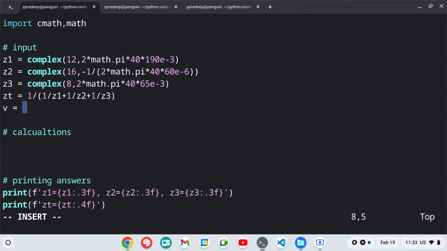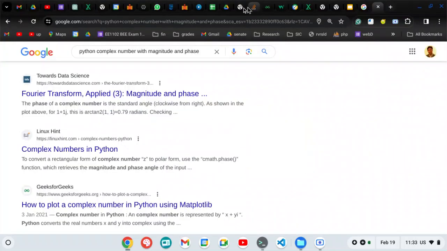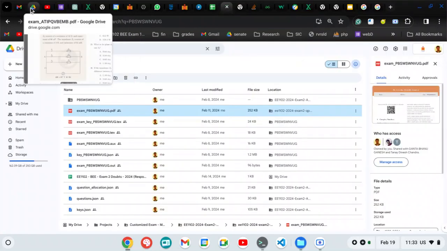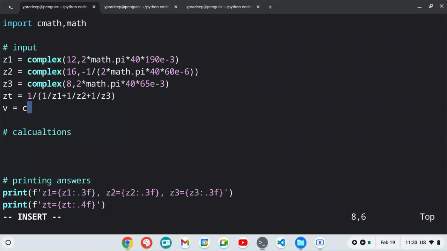So inputs, I am writing V equal to 220, right? Was it 220? 220 and 30 degrees. Okay. So given the magnitude and angle, it will convert into a complex number. Now this 30 is in degrees. We need to convert it into radians. So to convert these degrees into radians, we need to multiply like this.